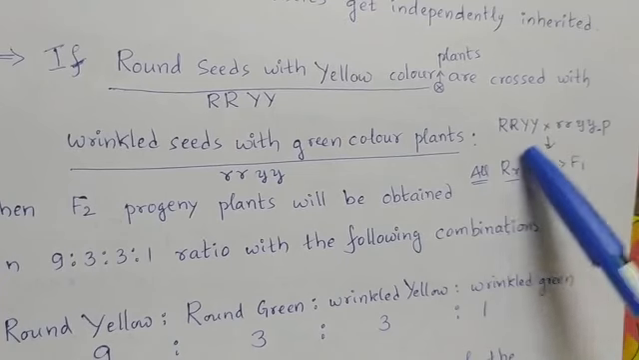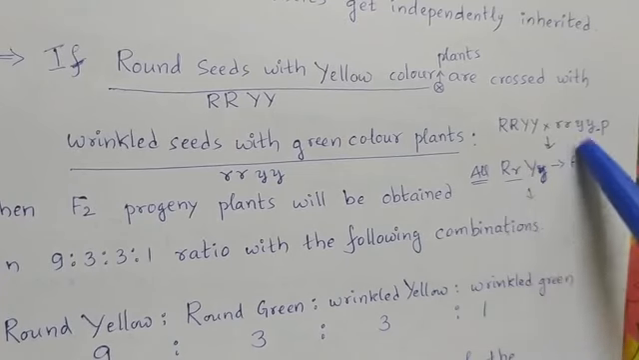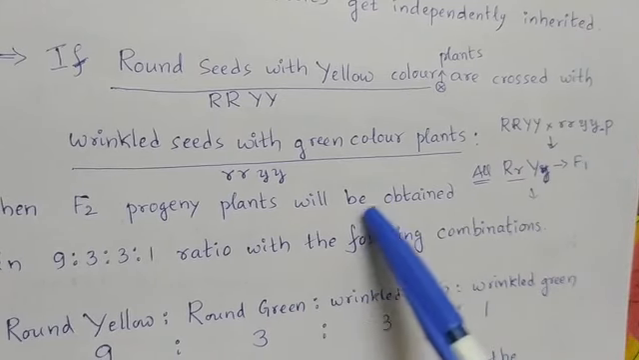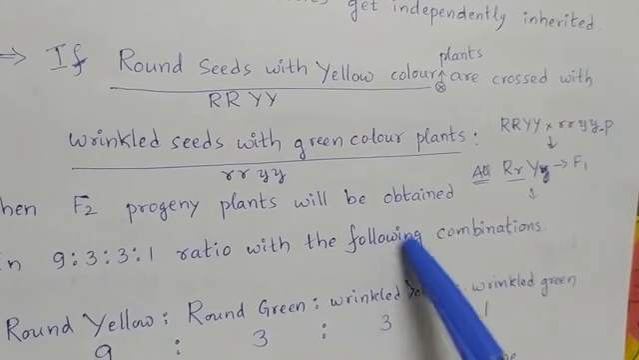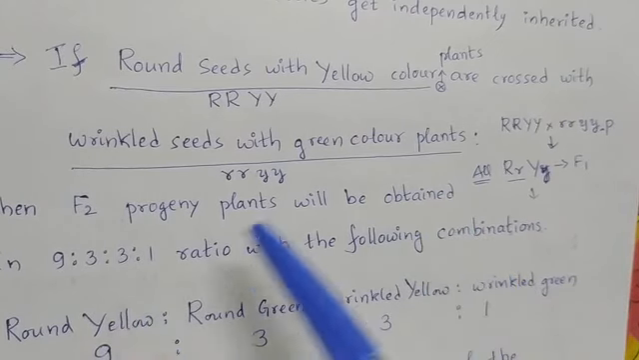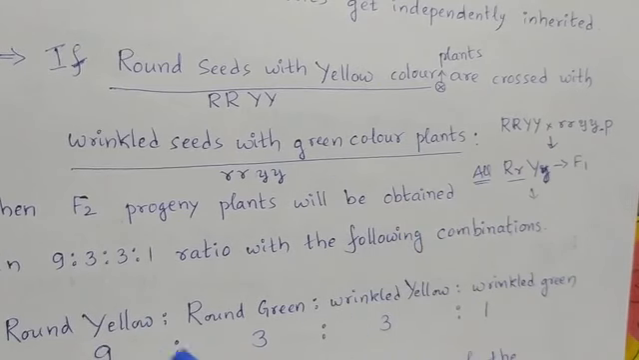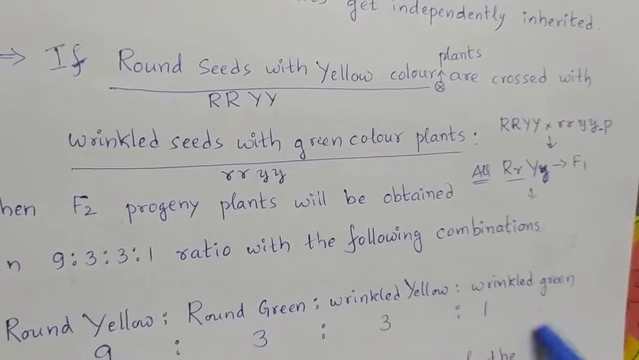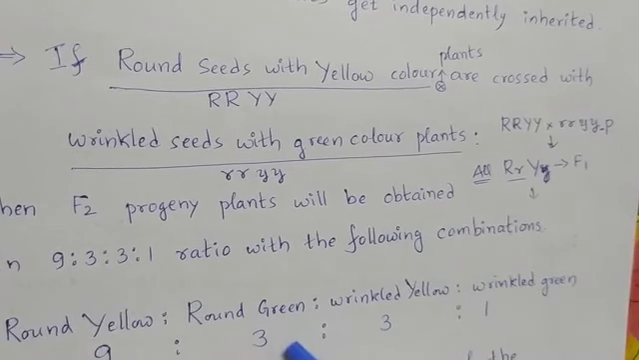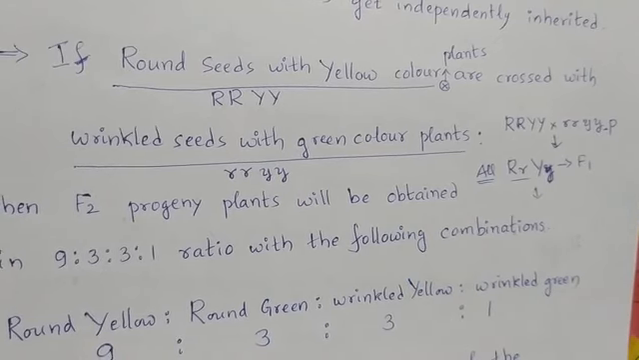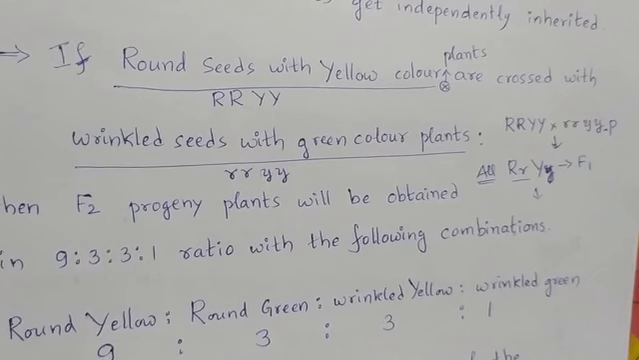But when these F1 plants are self-pollinated, F2 progeny plants will be obtained. And what will be their combination? Round yellow and wrinkled green will be there. Round yellow will be 9, wrinkled green will be 1, round green will be 3, and wrinkled yellow will be 3. So this ratio will not change. Don't expect that exactly that number of plants will be formed. That is only an approximate ratio.